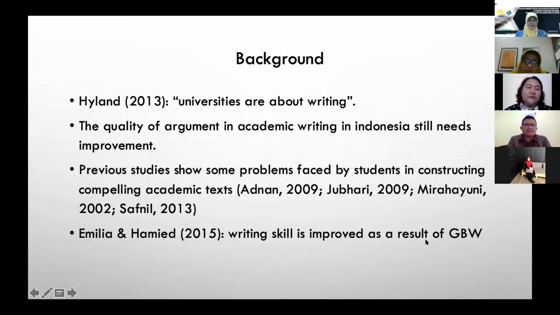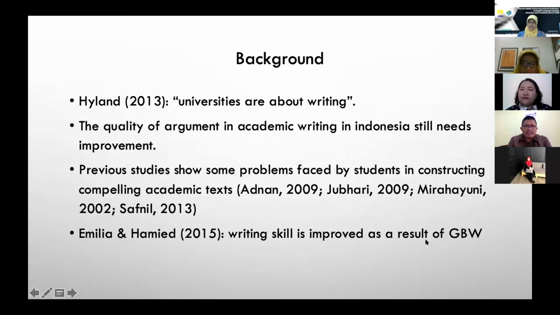Okay, the quality of argument in academic writing in Indonesia still needs improvement. This is based on some research that I read, just to mention some, from Adnan, Dubhari, Mirayuni, and some others, that they focus on a certain topic and certain area and from certain theories. But in general, in academic writing, as also in my own experience with my students, they still have problems, especially when they are dealing with developing argument.